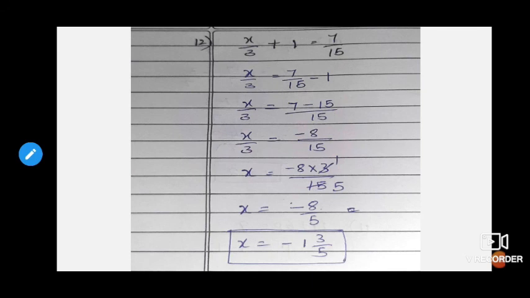Now here division 3, if it will go that side, multiplication 3. So minus 8 into 3 by 15. 3 ones are 3, 3 5s are 15. The remaining is minus 8 by 5. Now x is equals to minus 8 by 5. We can write as minus 1 3 by 5.